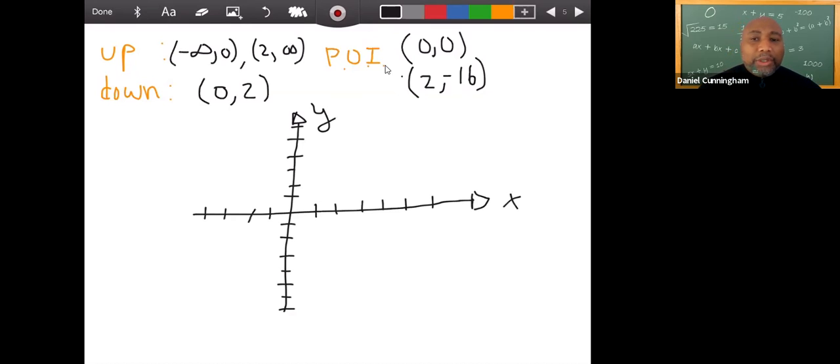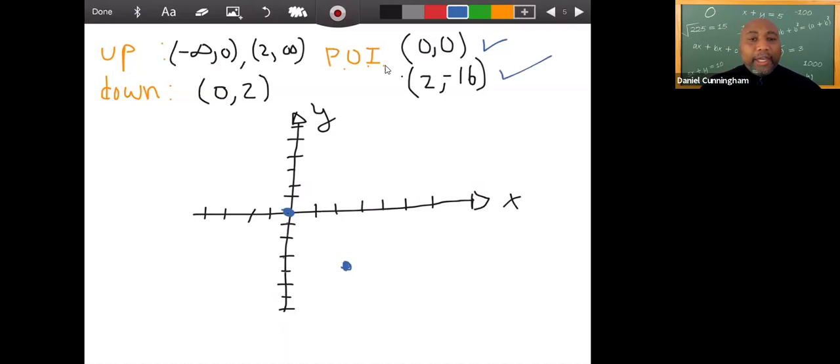So the first thing I would do is plot the points of inflection. So we got 0, 0. I'm going to do this in blue. So 0, 0, that's that one. And then 2, negative 16. We'll go by 2s: 2, 4, 6, 8. So 2, negative 16 is right here.